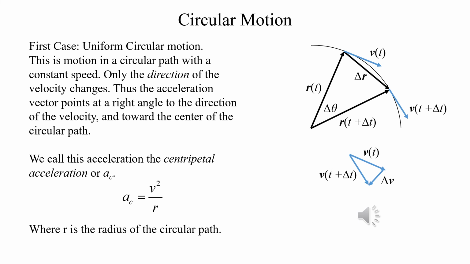However, the direction is not constant. The direction is always toward the center of the circle. So the acceleration vector is rotating. So it's constantly changing direction. But the magnitude of the acceleration stays constant, v squared over r.